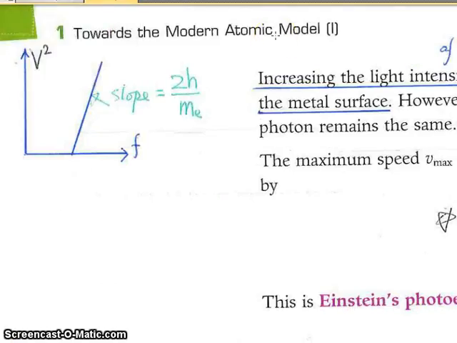We may also plot another graph such as this on the next page. Would you also copy that down? On the next page, top left hand corner, would you copy that down? What is it? This is velocity squared versus F. So the slope will be 2h over me, where me is the mass of the electron. Okay? Would you copy that down as well?